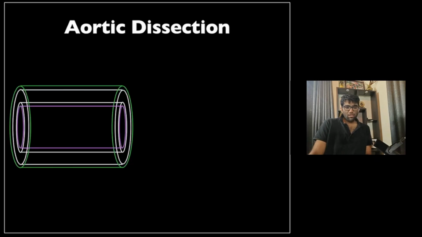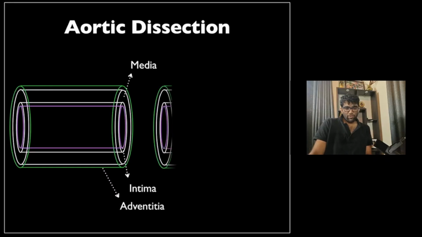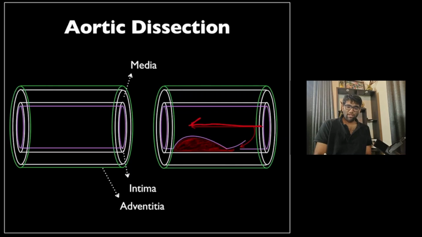So this is the aorta. The schematic shows the intima in purple, the media in white, and the adventitia in green. These are the three layers of the aorta. Now, when you get a dissection, this is what happens. This is the direction of blood flow.